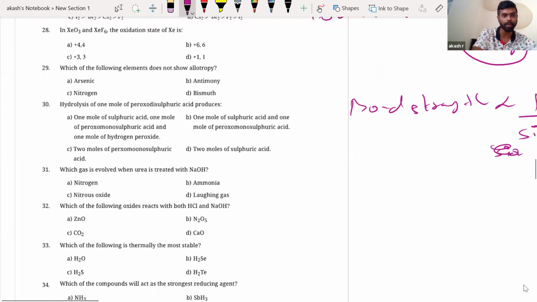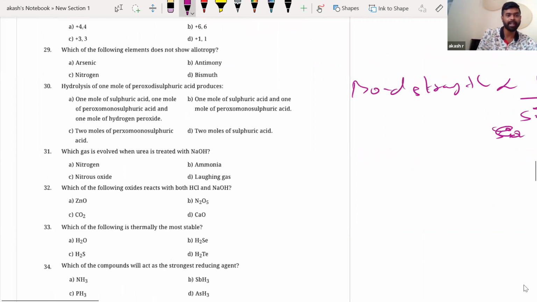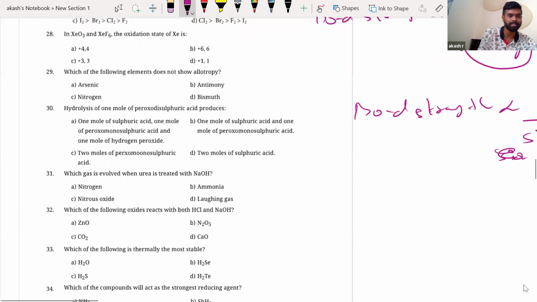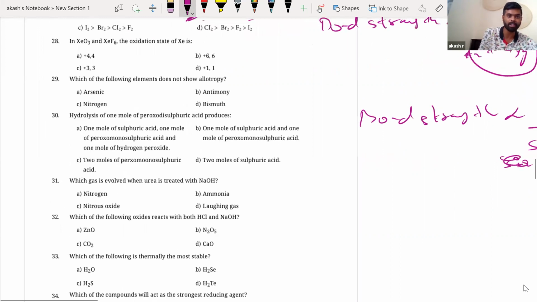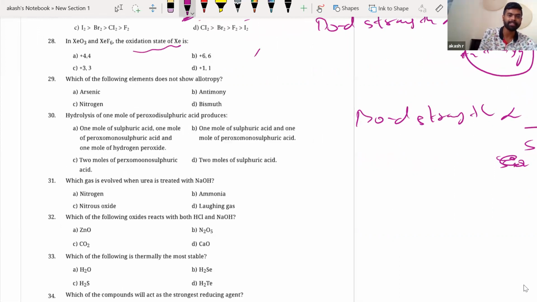Yes. Okay. Next. In XCO3 and XCF6, the oxidation state of X is very simple. You can calculate for XCO3: X minus 6 equals 0. Minus 6, how did it come? For 1 oxygen, minus 2. So 3 oxygens, minus 6. So X is plus 6.